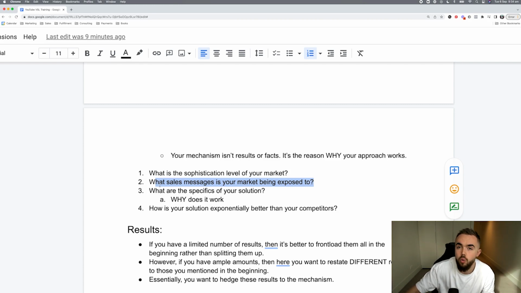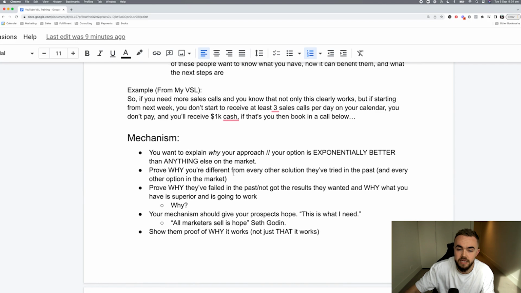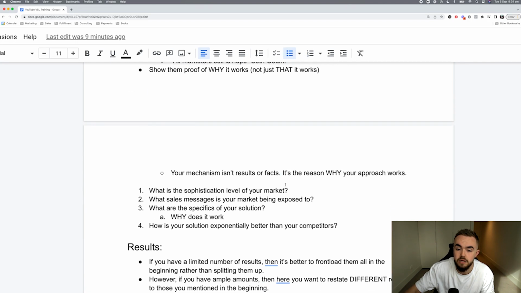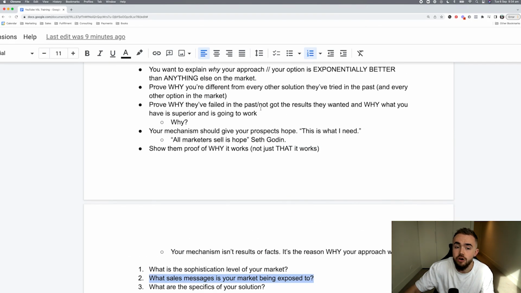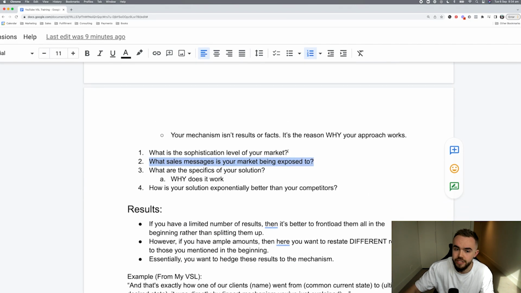You've got to know one of the big things about the mechanism: you need to prove why you're different from every other solution they've tried in the past. Well, how can you know how to position yourself as different if you don't know what the other messages are that your market is hearing? Same thing with superior. If you don't know what messages your market is hearing, how can you position yourself as superior to all those other solutions? You can't, unless you know what sales messages your market is being exposed to on a regular basis, right?